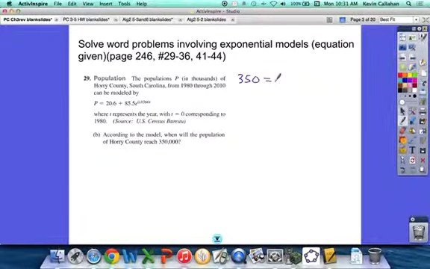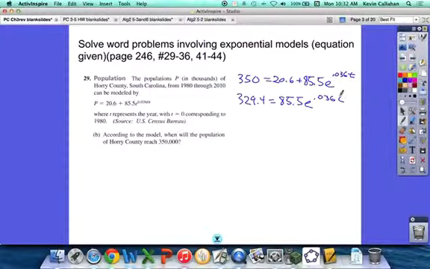equals 20.6 plus 85.5 e to the 0.036t. So that's an exponential. Solve it like we solve exponentials, meaning isolate and take logs. So subtract 20.6. That should be 329.4 equals 85.5 e to the 0.036t.